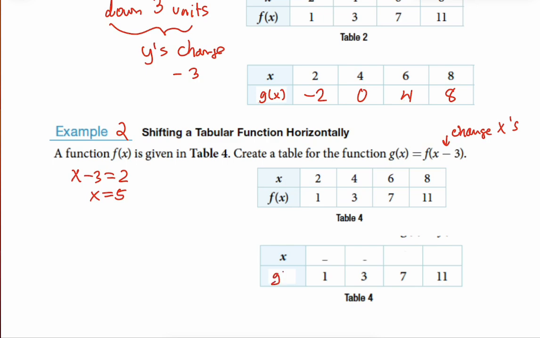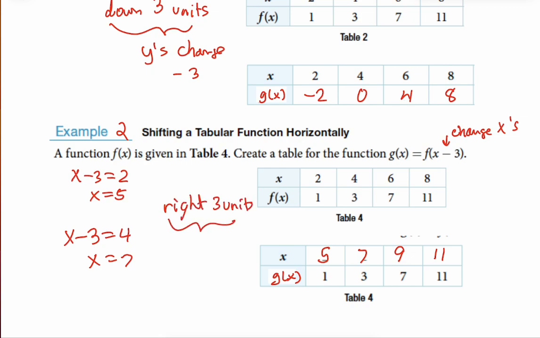So for our new function, all of our x's change by the opposite of what we see. We have to add 3. And so this would be 5. This would be 7 because x minus 3 equals 4 at 7 now. The next one would be 9. And the last one would be 11. So what this did is if you had to describe what happened, our graph went to the right 3 units.